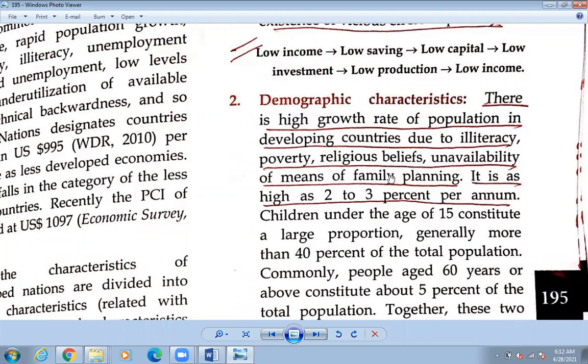So there is no means of family planning also. Okay, there are many means of family planning. You must have studied it in ESP. So there are many means, but they are not using them. That's why also the population is getting higher day by day, isn't it?